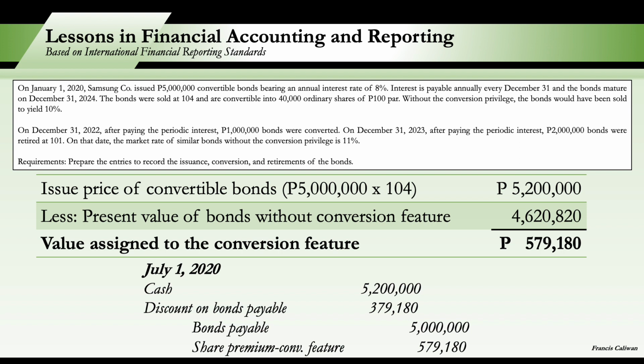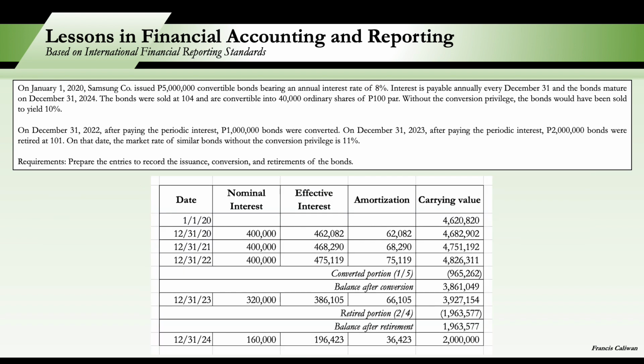So we will have a discount on bonds payable for 379,180. Credit to bonds payable for 5 million and credit to share premium conversion feature of 579,180. So that's the value assigned to the conversion privilege. Okay, again, so we will prepare our amortization table.